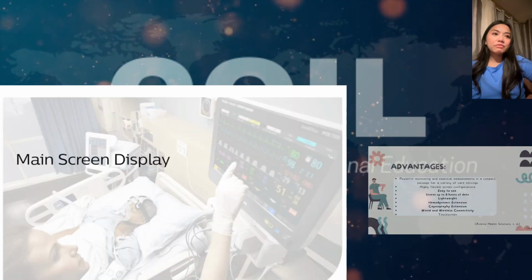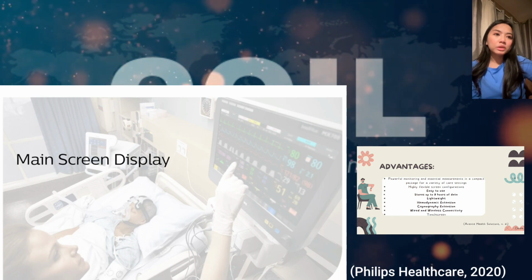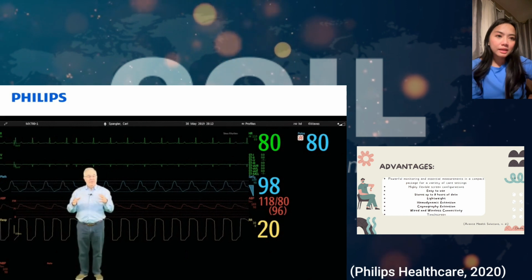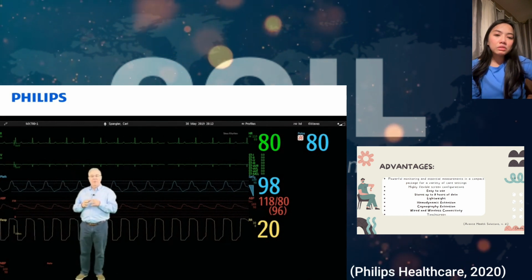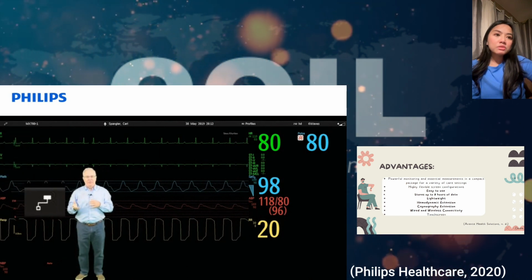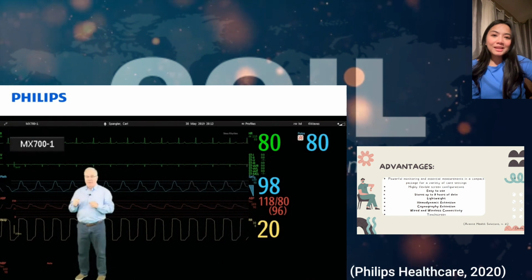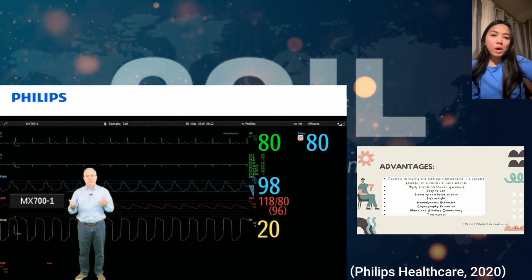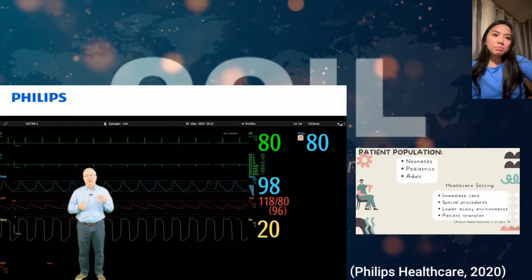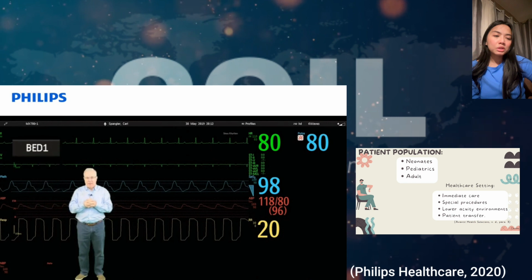The advantages of the Philips IntelliVue Patient Monitor include powerful monitoring and essential measurements in a compact package for a variety of care settings, highly flexible screen configuration, it is easy to use, stores up to 8 hours of data, it is lightweight, hemodynamic extension, capnography extension, wired and wireless connectivity, and it's also touchscreen. As for the patient population, we are using it with neonates, pediatrics, and also with adults.